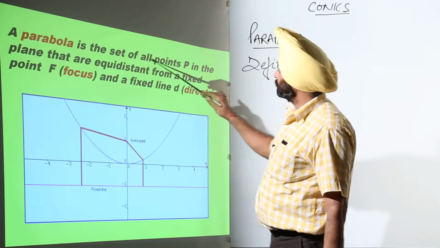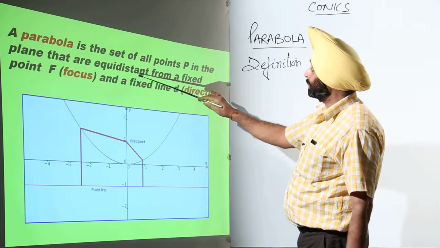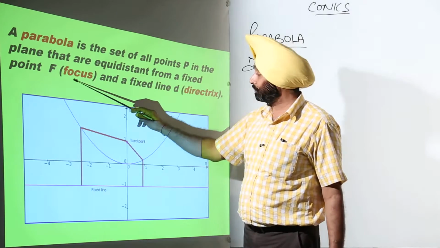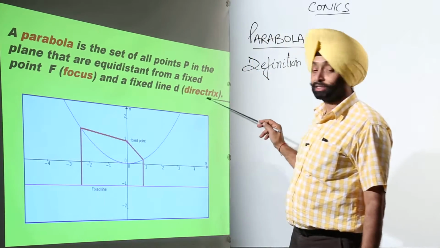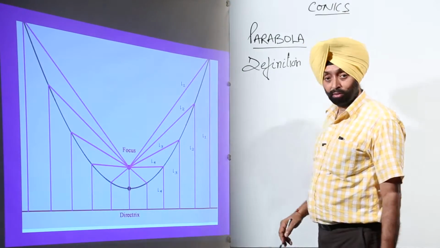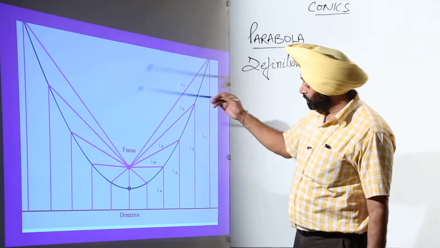So a parabola is a set of all points P in the plane that are equidistant from a fixed point F, that is the focus, and a directrix D. Just look here, next diagram. Look here how nice this diagram is. Now you can just check it.